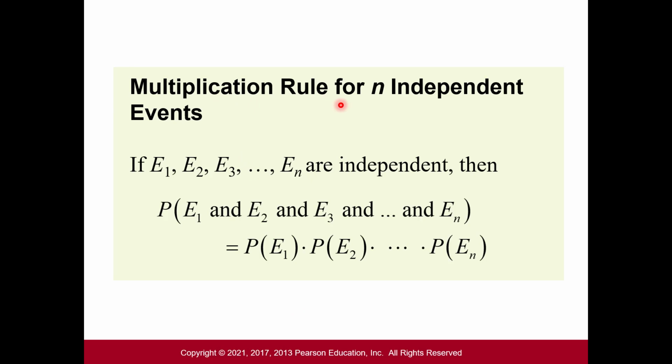So here's our multiplication rule for n independent events. We had just looked at 2 independent events. Now we're generalizing this to any number n. So if we have our events, event 1, 2, and so on, up to event n, as long as they're independent, then the probability of event 1 and event 2 and so on, their overlap, is just the multiplication of the individual probabilities.